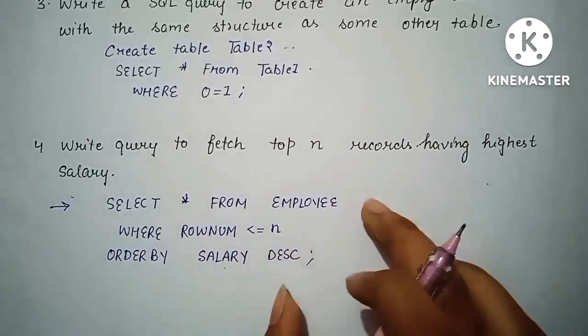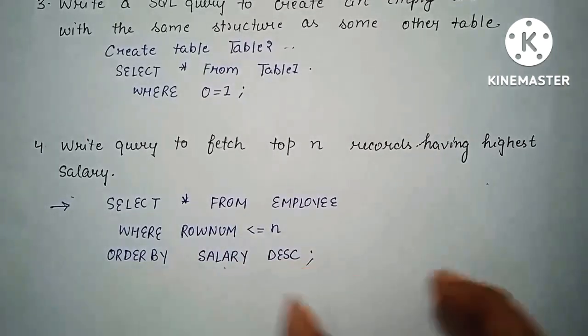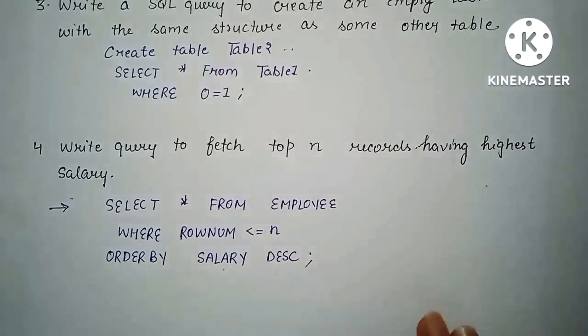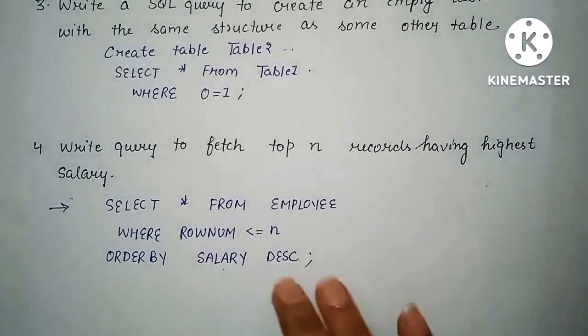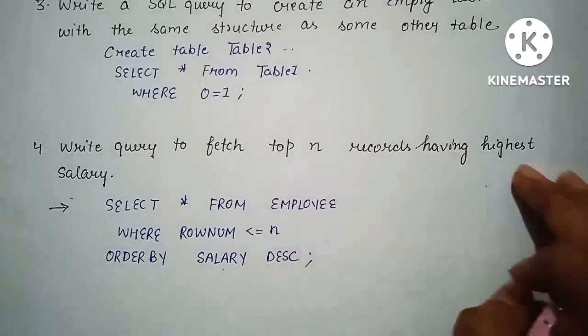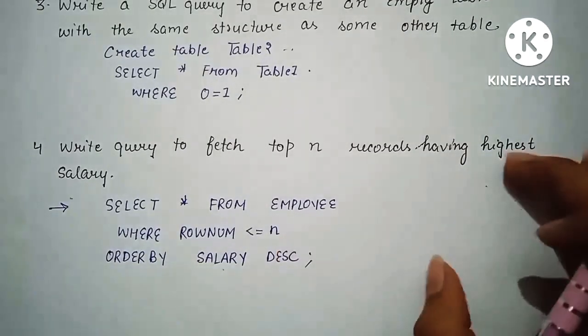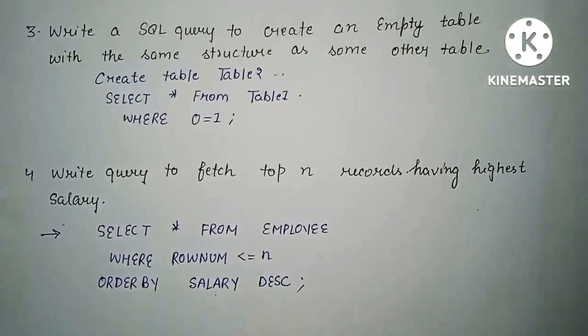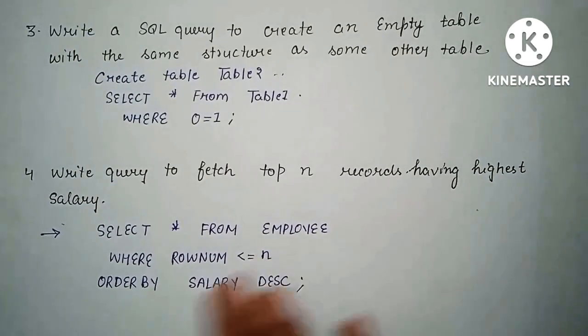Okay, so this is the query. What it will do is first order the table on the basis of salary in descending order, and then this query will fetch the top n records that have the highest salaries from that particular table. So this is a query that will fetch all the top n records having the highest salaries.